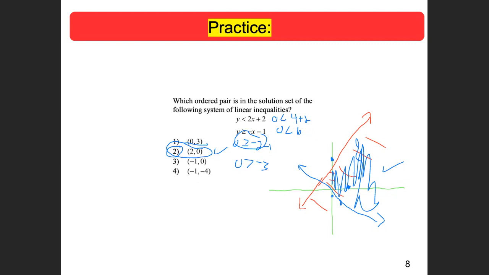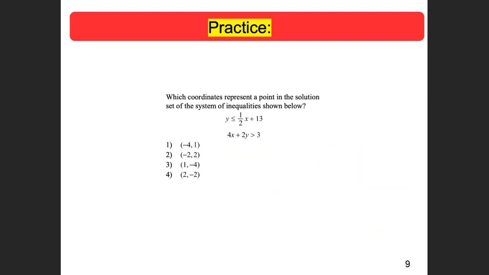Okay. So that's two different ways of doing it, but I did it both ways. I did it graphically, and then I checked it by plugging the points in. Oh boy. Now it's a little bit tougher because I've got to rewrite this equation. So this is going to be 2y is greater than or equal to -4x plus 3, and then I'm going to divide through by 2. So y is greater than or equal to -2x plus 3 halves.